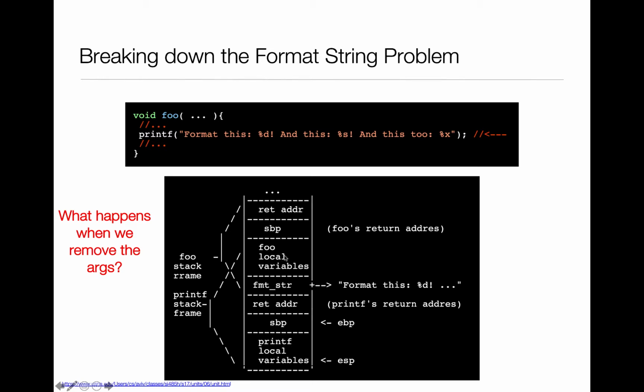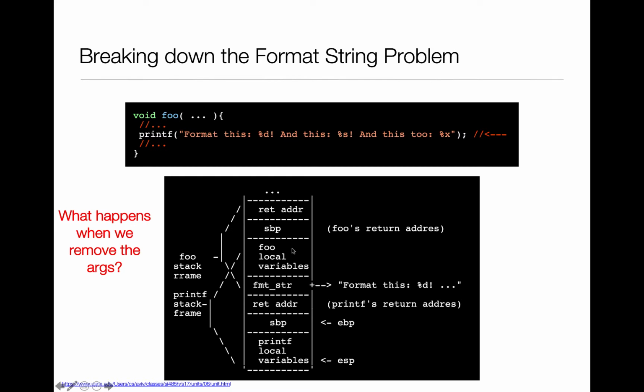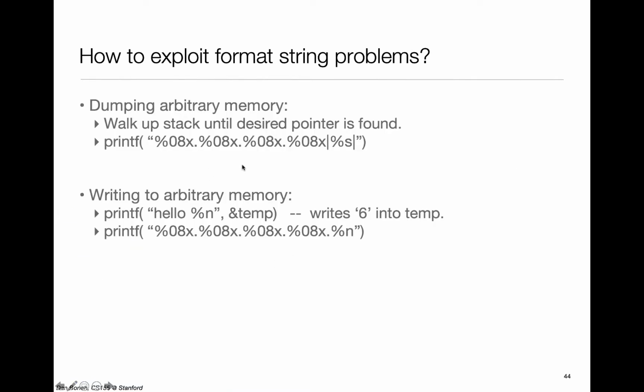And you can imagine that if we remove these arguments, it will essentially apply them to this. In summary, you can either use this to dump arbitrary memory up the stack, where you crawl up the stack until you find some desired pointer, or using the %n, you could write to arbitrary memory. So for example, here you would write 6 into temp, but if you first walk up the stack, then you could write some value to some arbitrary memory point.